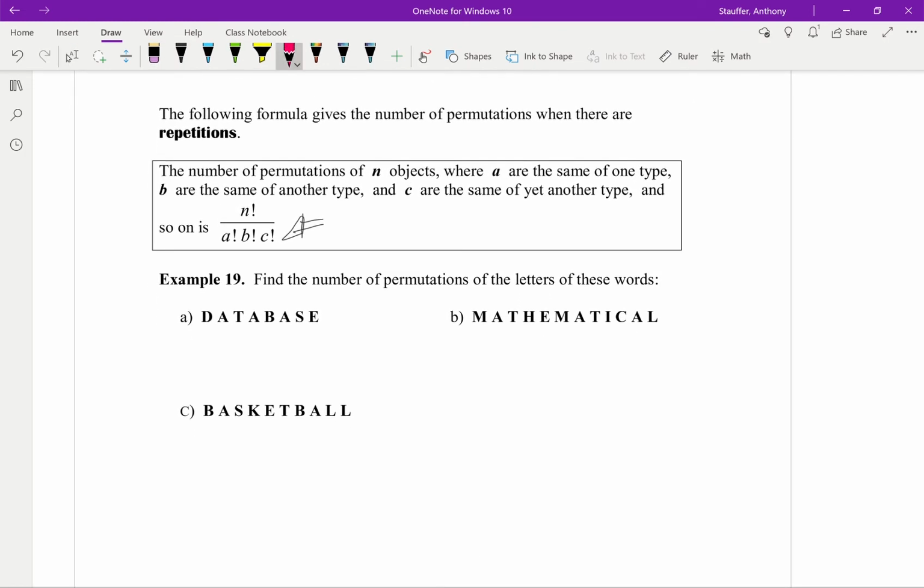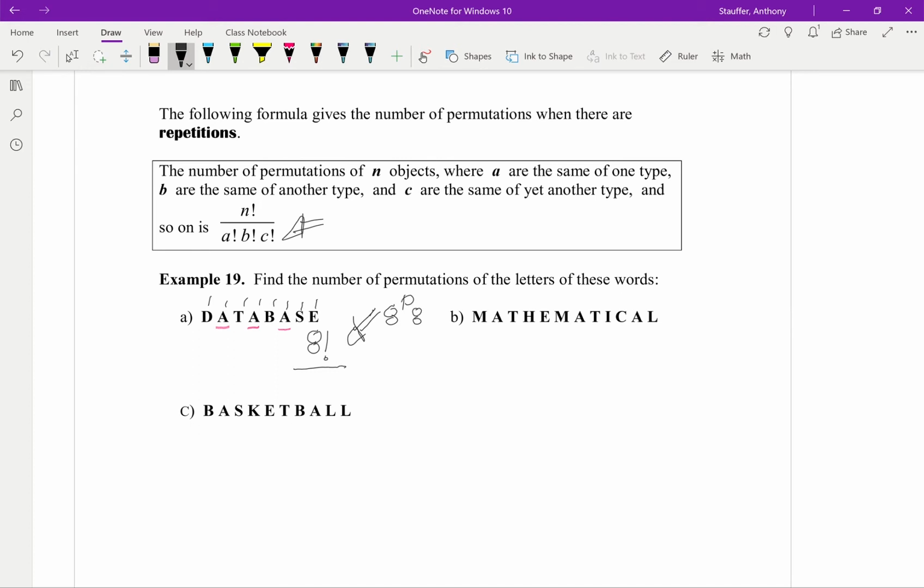Well, I look at the word database. For the word database, I have 1, 2, 3 A's. None of the other letters repeat. So I want to look at the number of ways that I can arrange the letters in this. Well, there's 1, 2, 3, 4, 5, 6, 7, 8 letters total. So that would be 8 factorial. Or if you wanted to, you could actually put this in as 8P8, but we're just going to stick with the factorials right now.